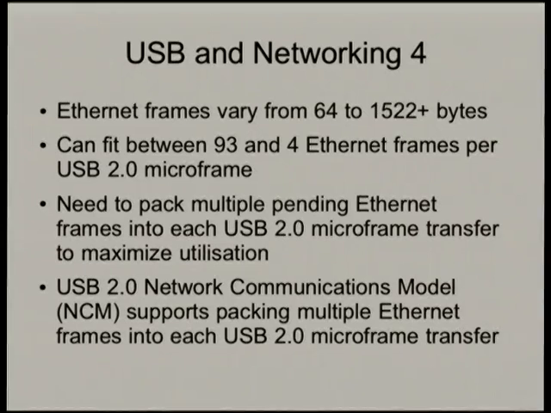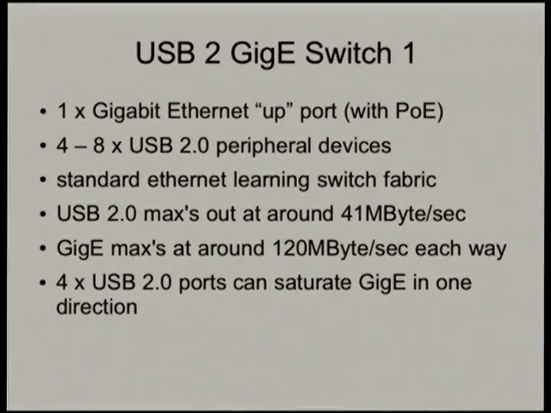So that's just a bit of background about USB and networking. There's some issues to do with latency. There are issues to do with how to encapsulate multiple Ethernet frames into each USB frame, and there are issues to do with how you best join the different bandwidths together. So my proposal is to build a device that looks like a gigabit Ethernet switch on one side and has between 4 and 8 USB 2.0 peripheral device ports coming out the other side, and use the standard Ethernet learning switch fabric in between.